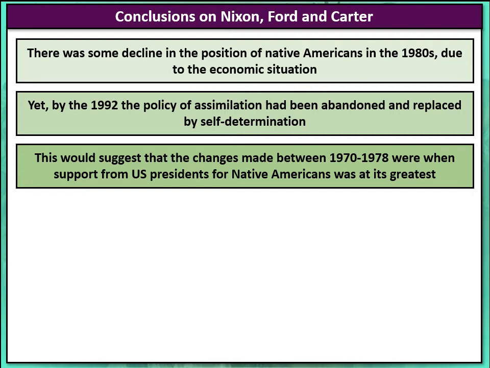This would suggest, therefore, that the changes made between 1970 and 78 were when support from US presidents for Native Americans was at its greatest. To put it another way, at no other point in our course have presidents been so supportive of Native American rights.